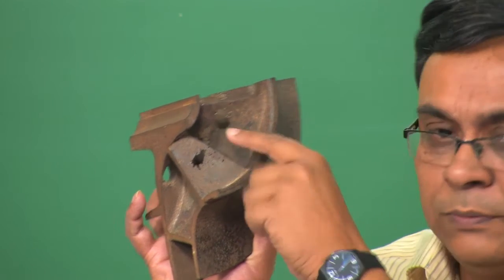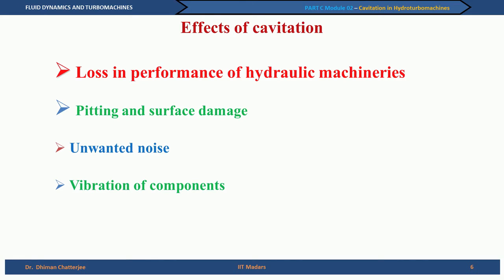out this material. Some other aspects of cavitation which are important for different applications arise because of the unwanted noise and vibration. Particularly for naval applications, where stealth is of primary importance, this cavitation noise can be a very undesirable phenomenon. But for this discussion today, we are more concerned and more interested in finding out the loss in performance of hydraulic machineries.